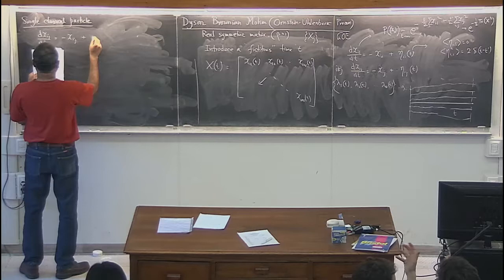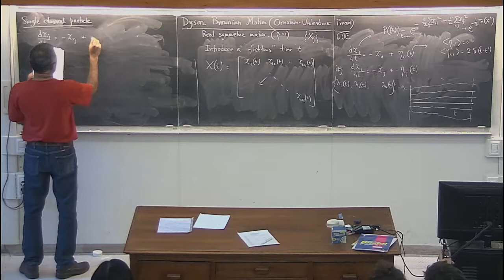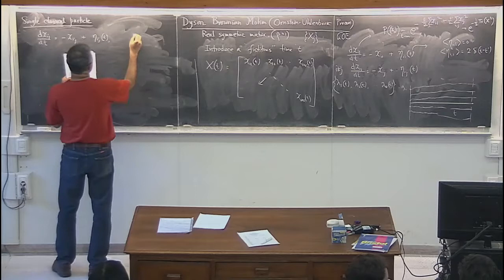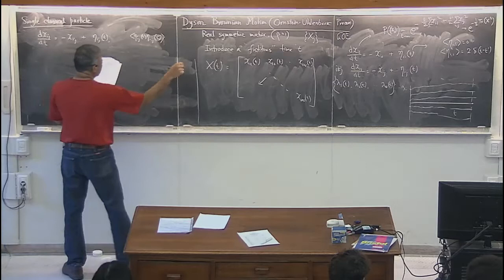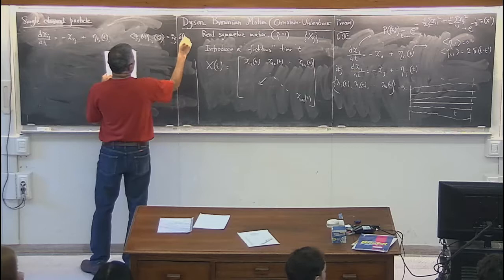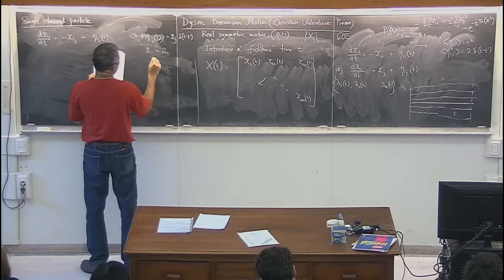Where this noise-noise correlation, they are independent for each element, okay? And you remember that in general I'll write it as G_ij delta of t minus t prime, where I told you already the diagonal elements are 2 and the off-diagonal elements are 1.